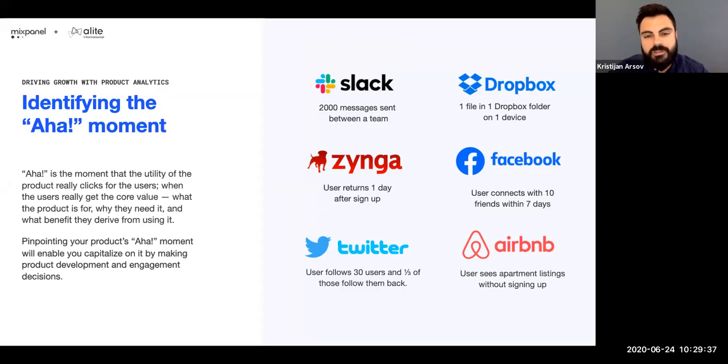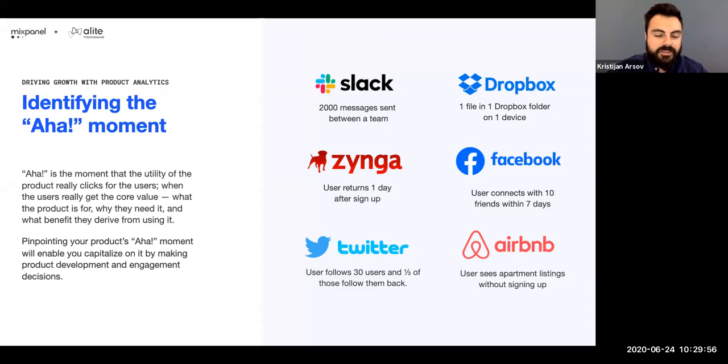So that's, for example, Slack with their 2,000 messages sent between a team, or Dropbox with their one file in one folder on one device, or Facebook when they got that you get hooked once you connect with 10 friends within 7 days.